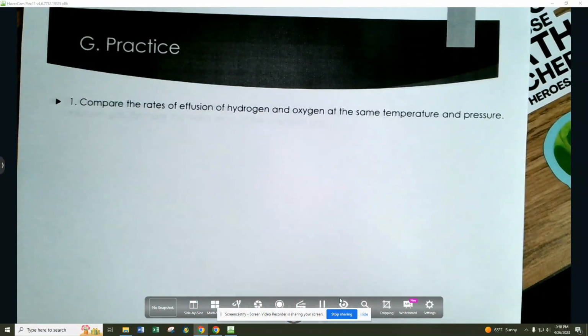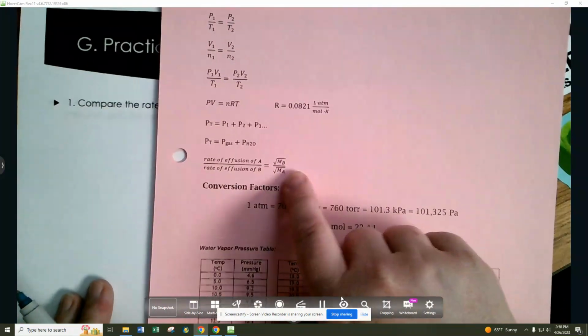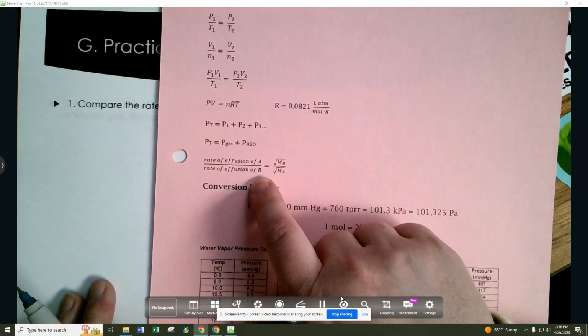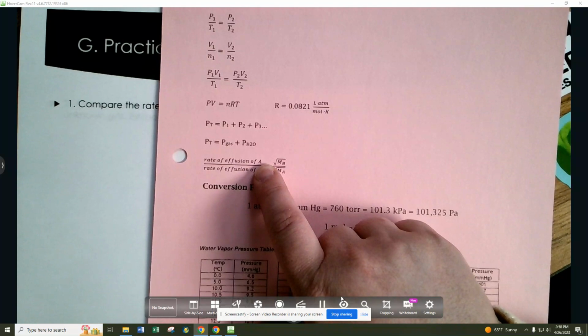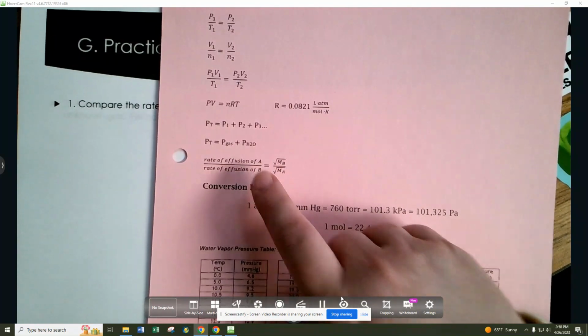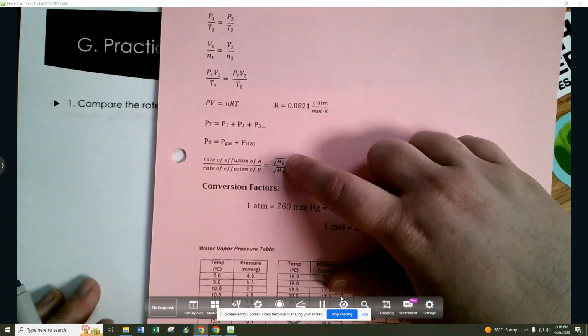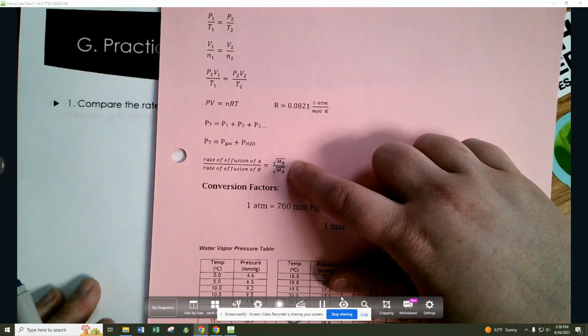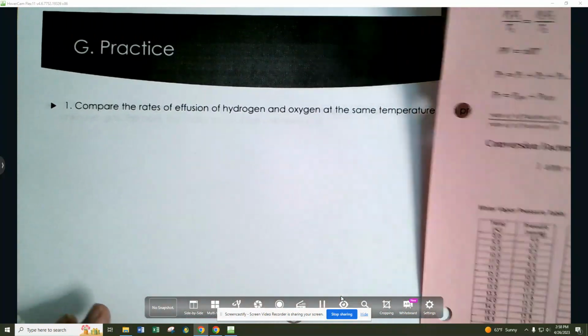So on your pink sheet, I didn't have a spot for your formula in the notes for some reason. This is the law that we're using here, where rate of effusion A over rate of effusion B, where A represents one of your gases and B represents another one of your gases. So you substitute in based on what you're comparing. And here it's equal to the square root of the molar mass of B over the square root of the molar mass of A. So we're going to look at examples here.